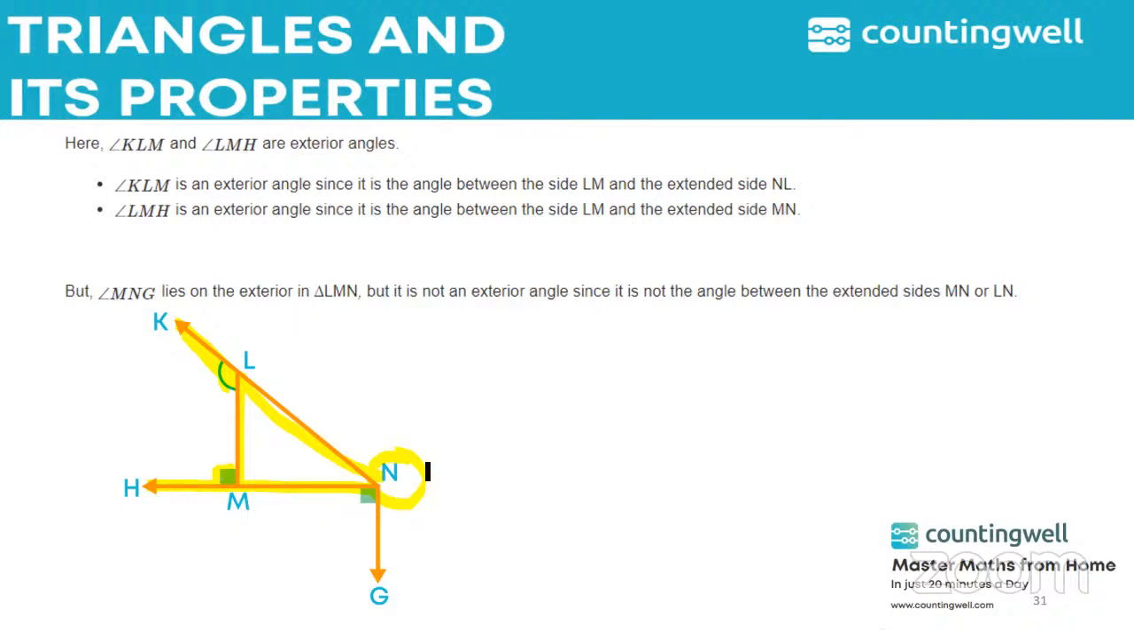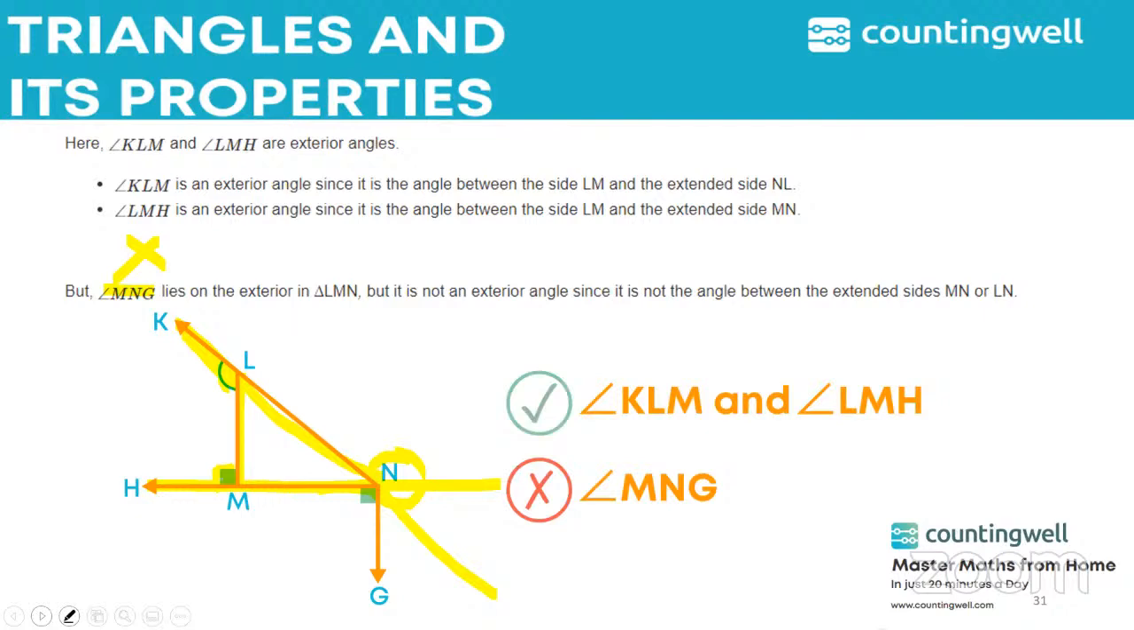But what happens in the case of N? It lies on the exterior of the triangle LMN, yes, but it is not an exterior angle because it is not formed by extending any side. Here you can see neither of the sides are extended. Correct? So MNG is not an exterior angle for triangle LMN.